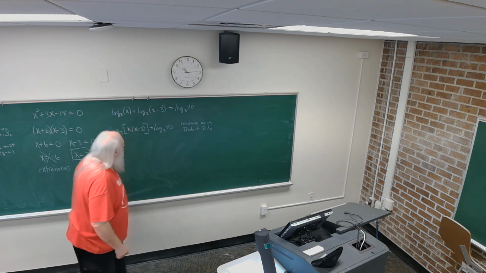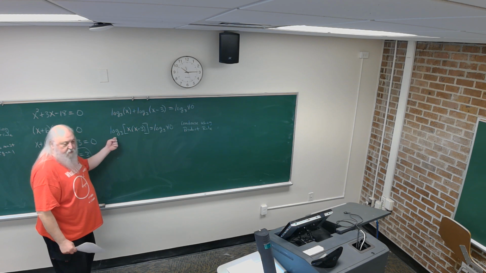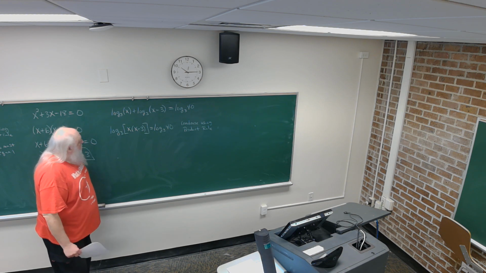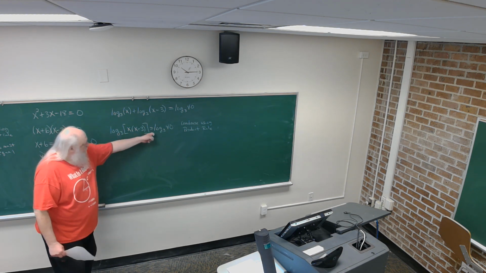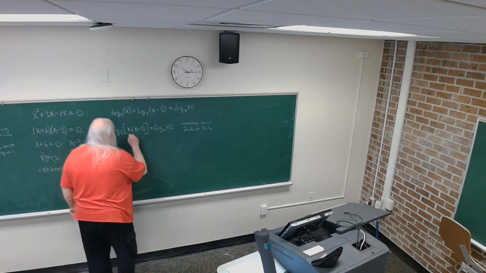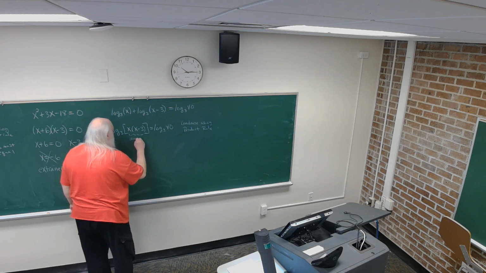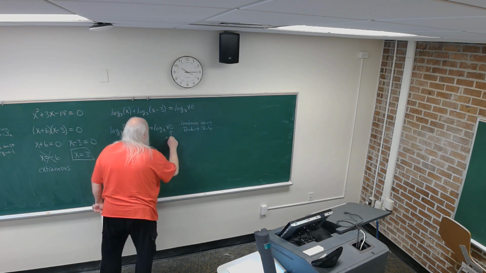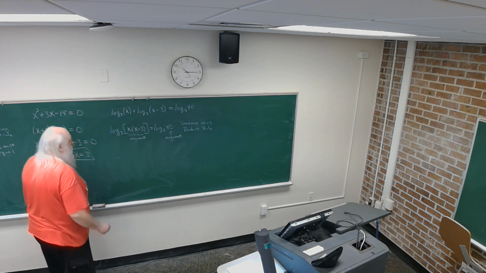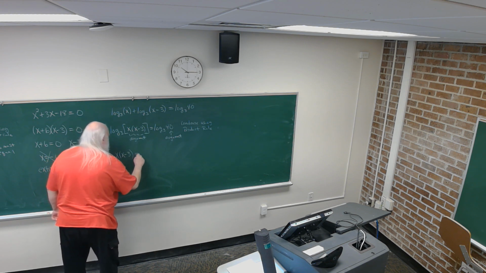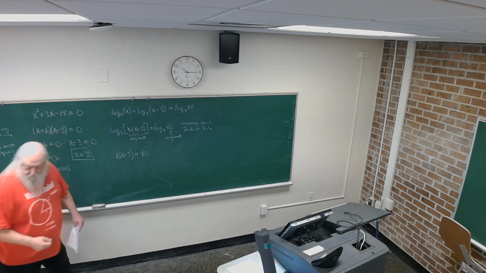And then again as before, we have a logarithm on the left and a logarithm on the right. They're of the same base. Since the logarithm on the left and the logarithm on the right are the same base, their arguments must be equal. So the argument on the left is x times x minus 3, and the argument on the right is 40. So we have x times x minus 3 is equal to 40.